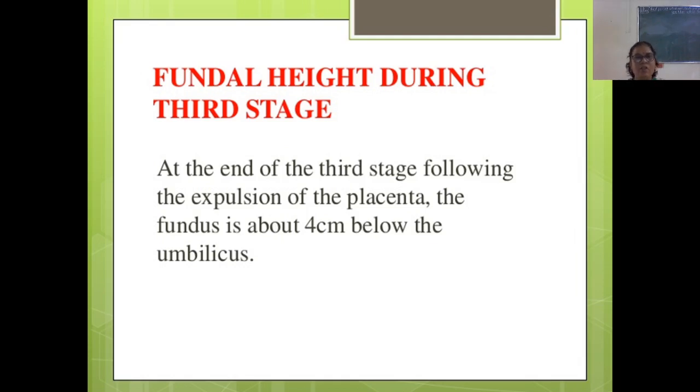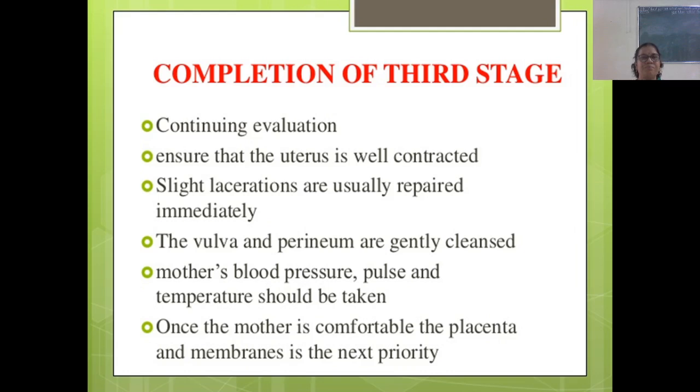Next, fundal height during third stage. At the end of the third stage, following the expulsion of the placenta, the fundus is up to 4 centimeters below the umbilicus. Fundus is nothing but the hardening part of the uterus. On the abdomen, you feel a hard mass.